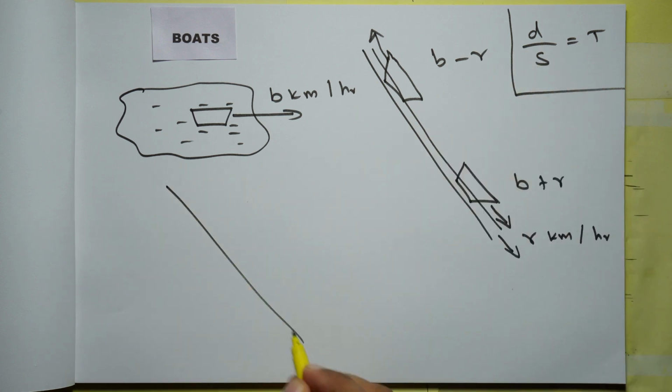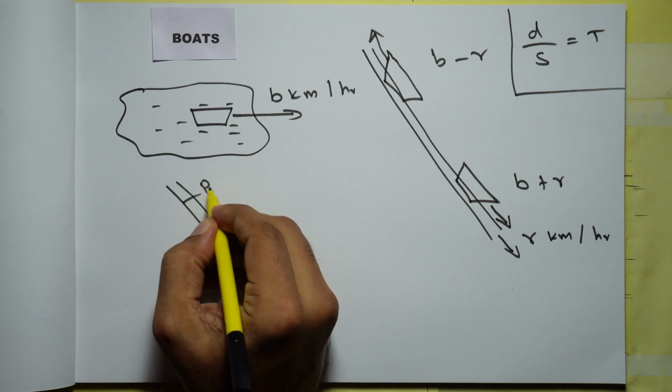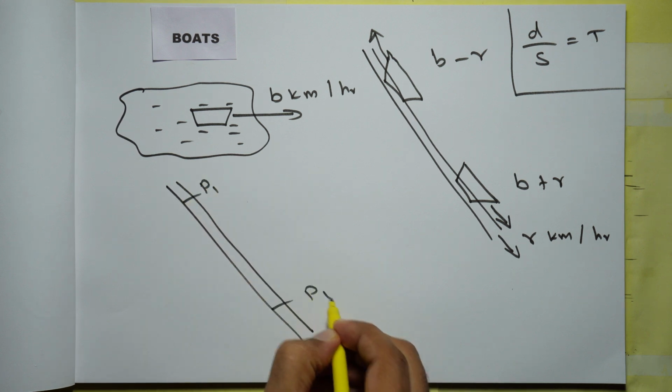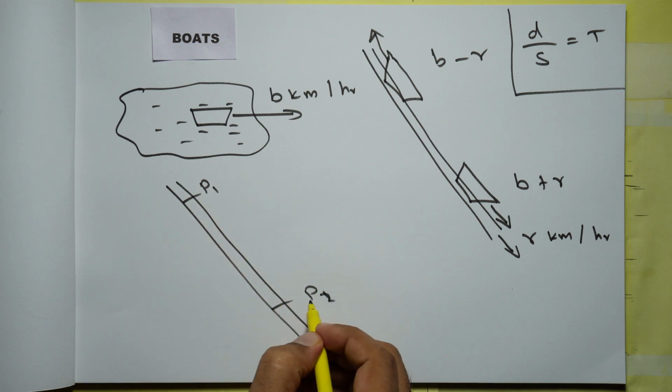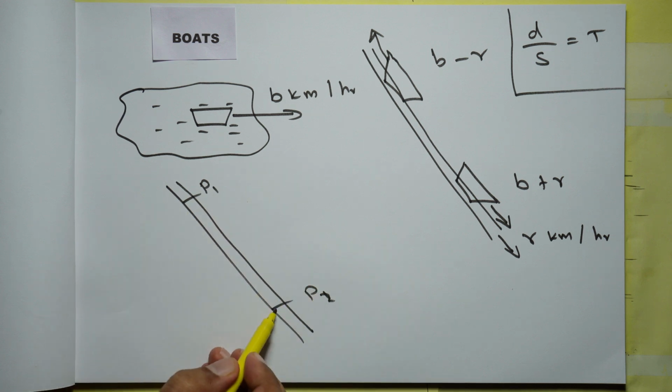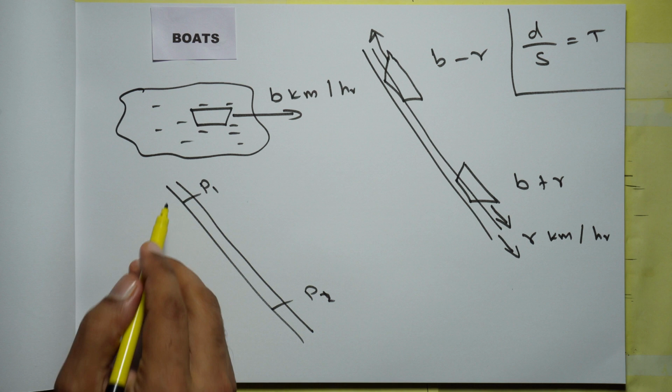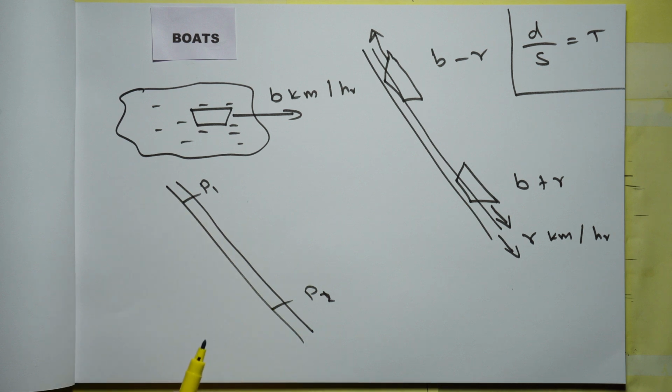Then while traveling in the river, there will be some ports by the side of the river where the boat can berth. Now let us say port 1, port 2. Whether you are downstreaming or upstreaming, you can see that the distance between the ports is always the same. So let us start with the questions now.